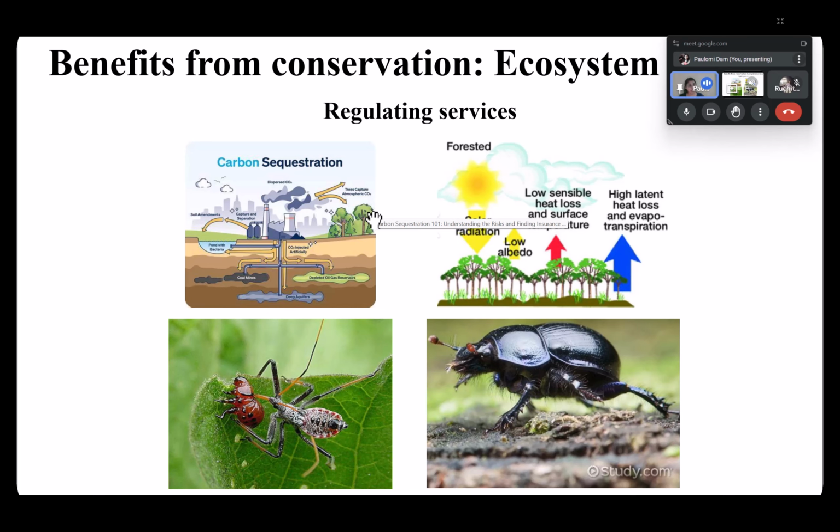So nature on its own is capable of sequestering carbon, and that's exactly why we need to foster the conservation practice idea. Then you have climate regulation, which I am pretty sure is already hardbound in your head, right? Because we have discussed it so many times that plants are so important for regulating the Earth's environment. Then you have biological control of pest population through predation.